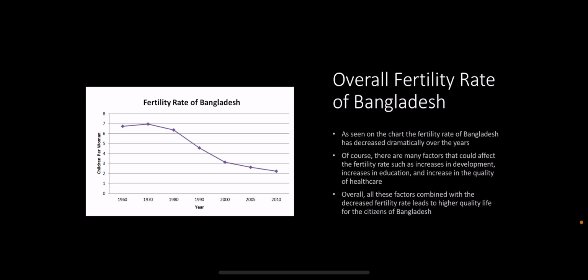So the overall fertility rate of Bangladesh, as seen on the chart, has decreased dramatically over the years, from probably 6.7 in 1960 to around 2.1, 2.2 in 2010. Of course, there are many factors that could affect the fertility rate, such as increases in development, increases in education, and increase in the quality of healthcare. Overall, all of these factors combined with the decreased fertility rate leads to a higher quality life for the citizens of Bangladesh.